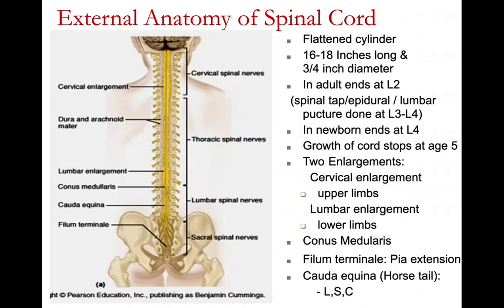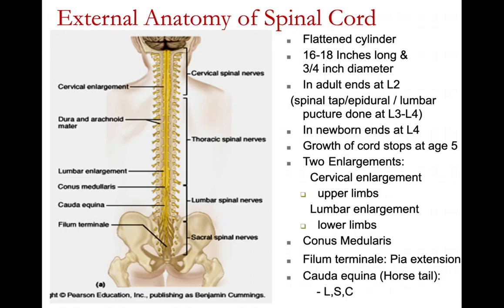So the spinal cord is a flattened cylinder. It's 16 to 18 inches long. It's about 3/4 of an inch in diameter. So on my female hand, with comparison from what I've seen, it's a little bit bigger than between my pinky and a finger in diameter.